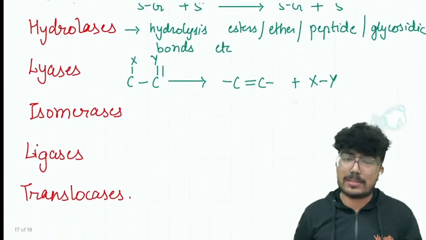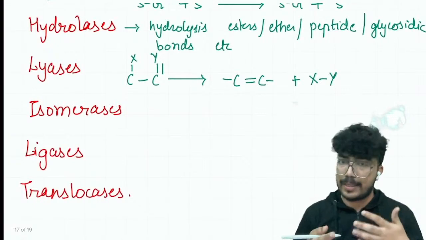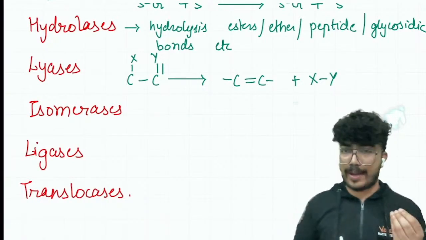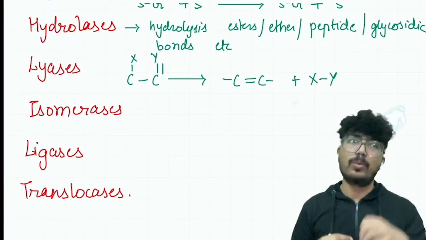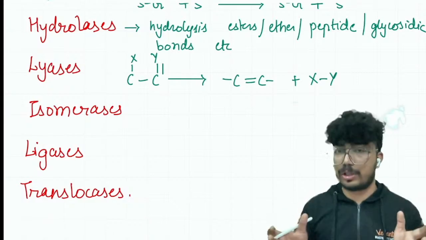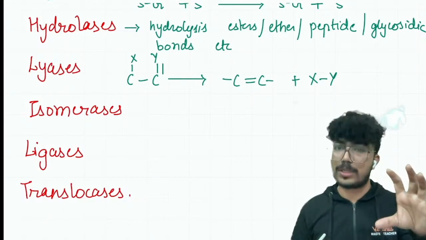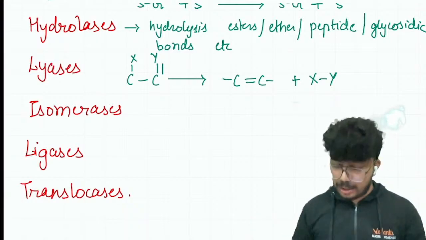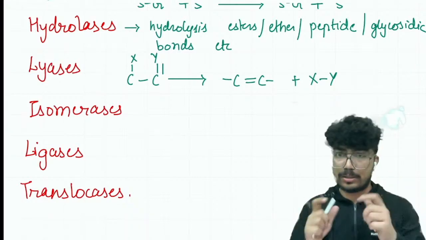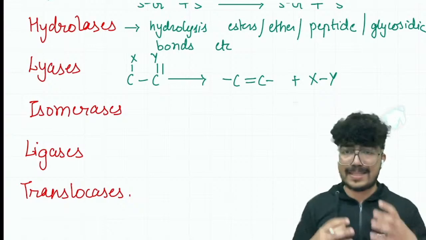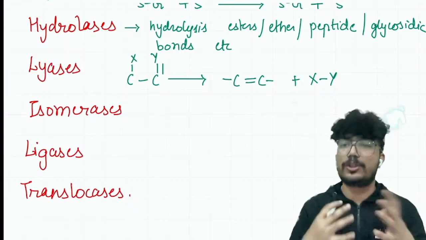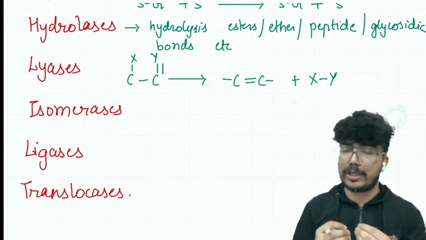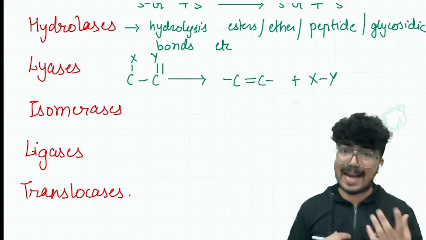Now isomerases. Isomerases cause isomerism. Let's take the example of phosphoisomerase. We know glucose and fructose are functional group isomers. It converts glucose 6-phosphate to fructose 6-phosphate. So I hope it is clear. Isomerases cause the rearrangement of atoms, generating isomers.